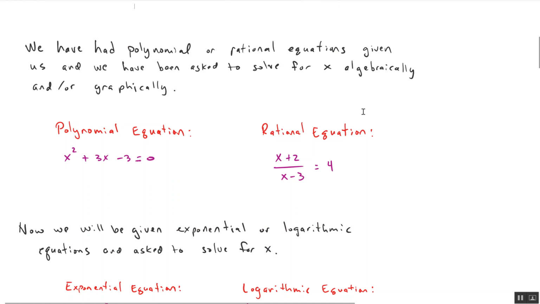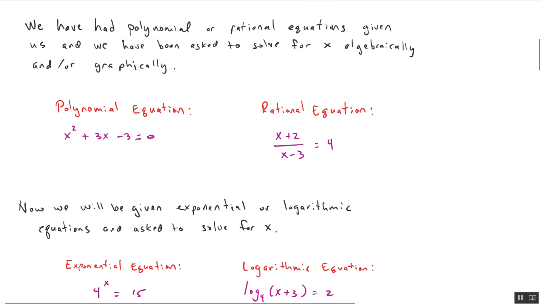Here's part of our review, an overview. In the past, you've probably had polynomial or rational equations given to you, and you were asked to solve for x. And oftentimes you had a couple options. You could solve algebraically, or you could solve graphically. So here's an example of a polynomial equation. On the left, x squared plus 3x minus 3 equals 0. It's a polynomial set equal to 0. You've got an equation, you solve for x. Really, you're just finding the x-intercepts in that equation. That's what it means to solve for x.